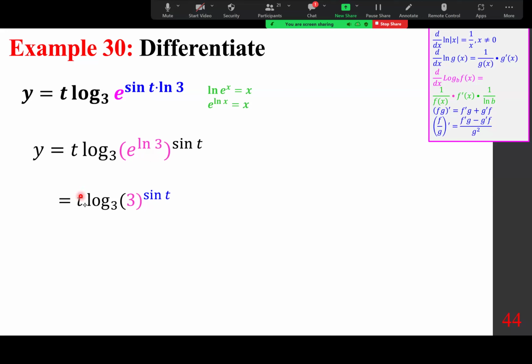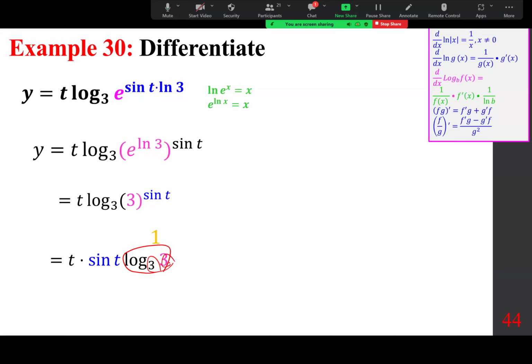Now, t times log base 3 of 3 to the power of sine t. You just bring the sine t in front, and you say this is 1, by the way. You can do it in 1 or 2 shots. If you want to do it in 2 shots, bring the sine t in front. And this one is 1, everybody, because the base and the argument are the same.